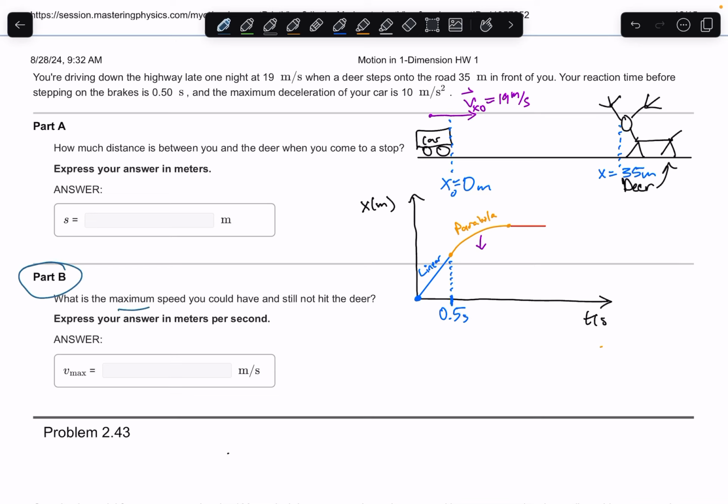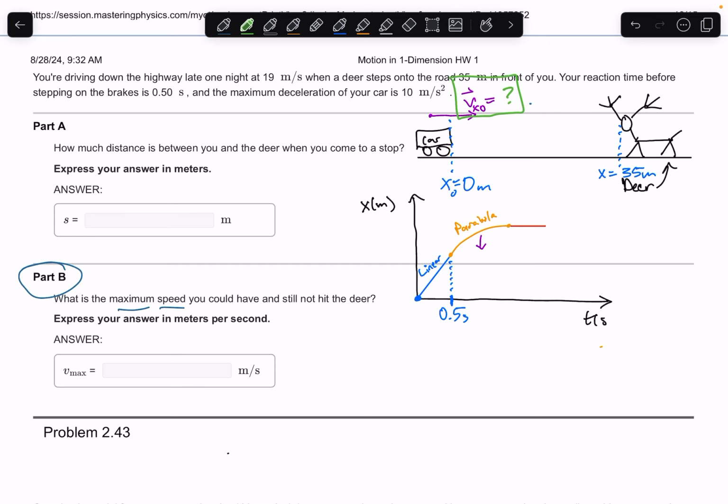So I wanted to walk through our homework question 39, part B, where we're looking for what maximum speed our vehicle could have in order to just miss the deer. So instead of our V initial being 19 or 20 or whatever your problem said, our initial velocity is going to be our unknown. Vx initial is what we're going to be trying to figure out.